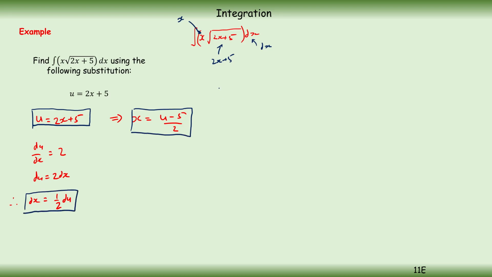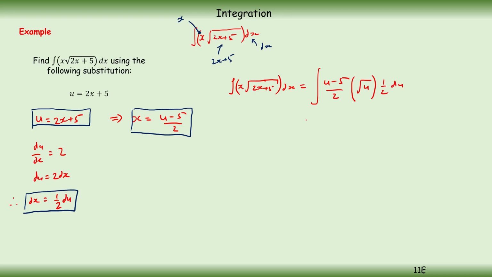So let's do that in the equation. So let's go red again. So we can say that the integral of x times the square root of 2x plus 5 with respect to x is equal to, instead of x, I've got u minus 5 over 2 times the square root of u, and instead of dx, I've got half of du.